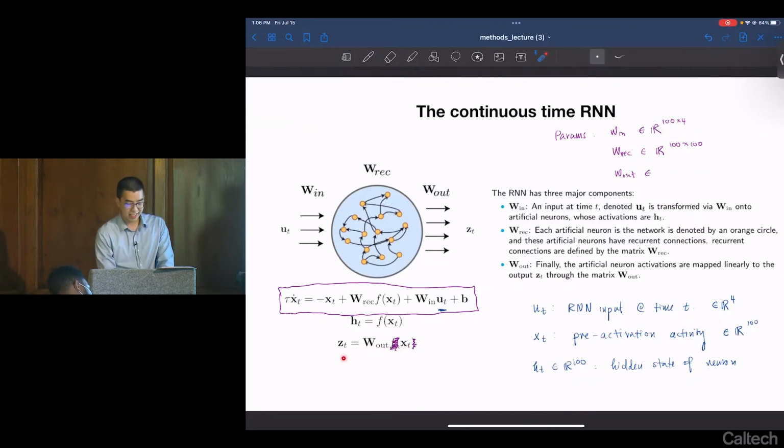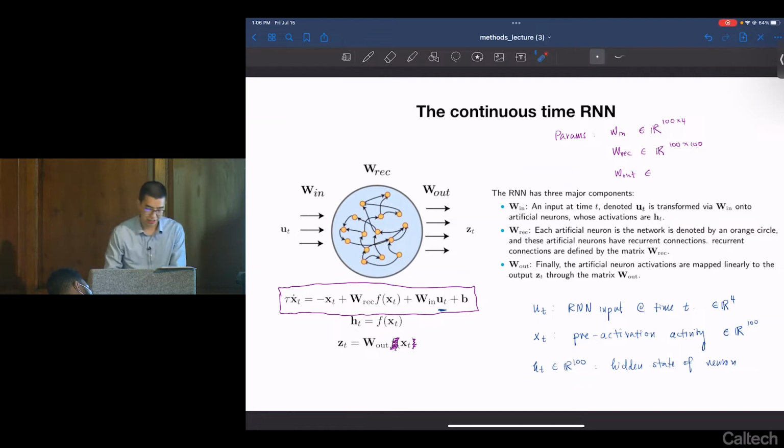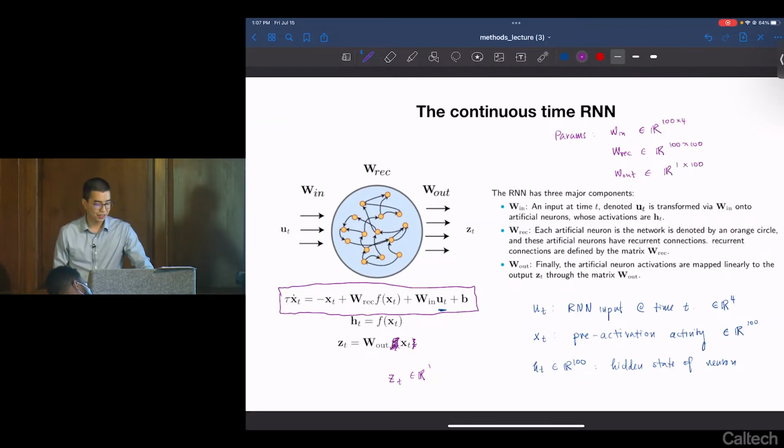And so z of t is going to be the task output. In the case of the Mante and Sussillo task, it is going to be the decision of whether the neural network will go to choice 1 or choice 2. And so z of t is in this case going to be just a scalar, and therefore W_out is going to be this 1 by 100 vector. All right, any questions on any of the terms within the neural network?